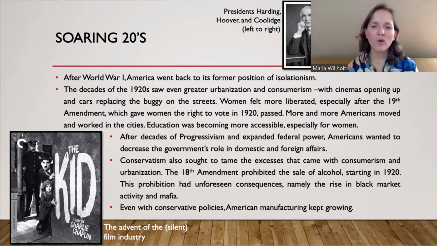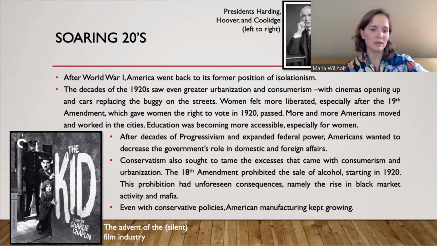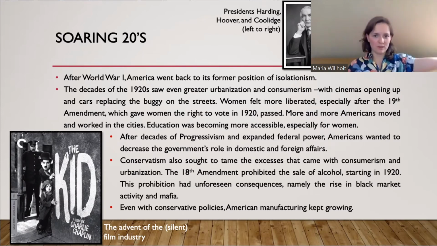So, anyway, we start to now have, after the progressives, we have the conservatives, basically. But even with conservative policies, we still have large growth of American manufacturing. They call it the roaring 20s. I'm going to call it the soaring 20s because American consumerism and manufacturing just grows.